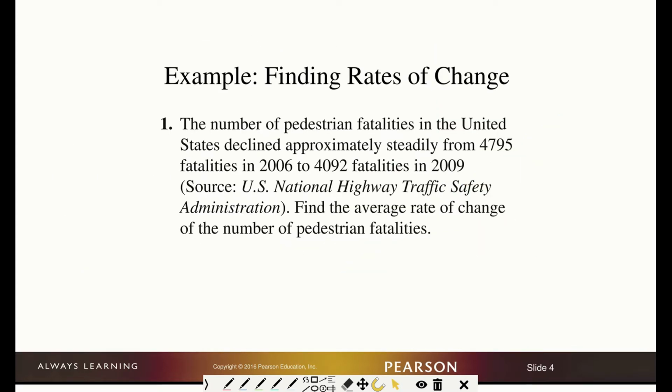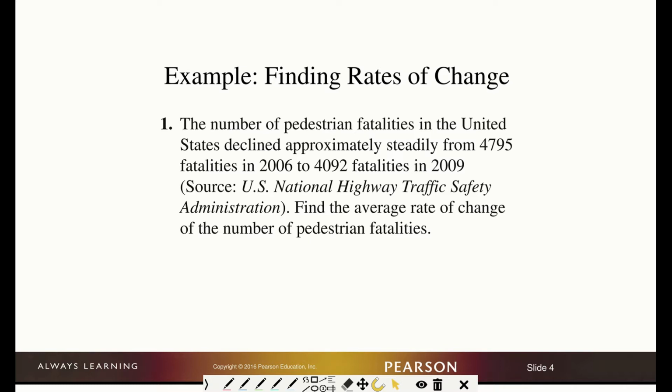Okay, so for our first example, we're going to look at a rate of change. The number of pedestrian fatalities in the United States declined approximately steadily from 4,795 fatalities in 2006 to 4,092 fatalities in 2009. What we want to know is the average rate of change of the number of pedestrian fatalities. And of course, that would be with respect to time, so with respect to the year.